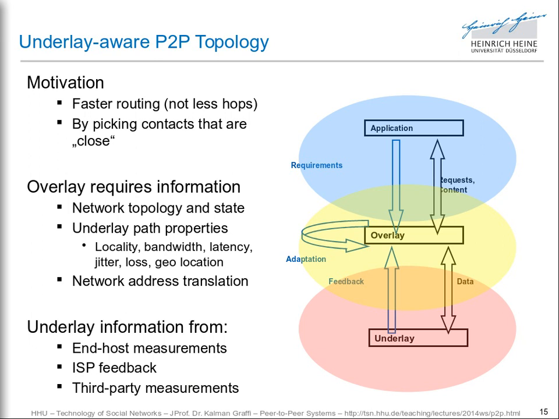Okay, the next topic is the underlay aware P2P topology. The motivation for this is that we want to know about the underlay to speed up our routing. So we want to, for example, pick nodes which have a good connection to us, or a short delay to these nodes. Okay.